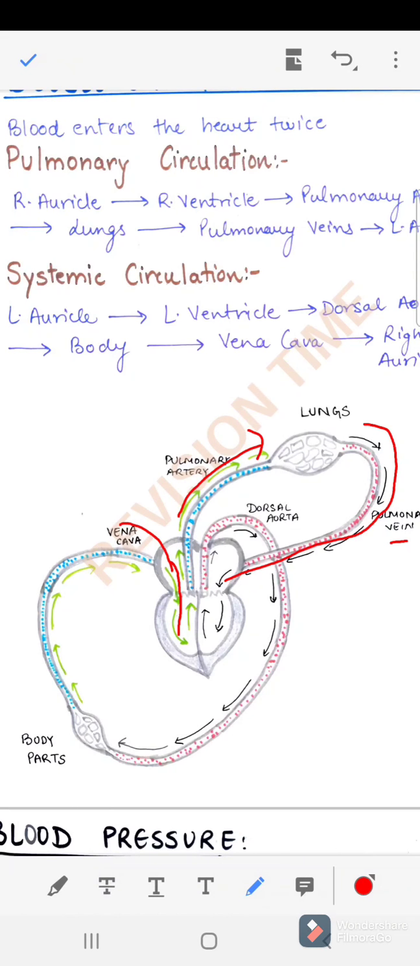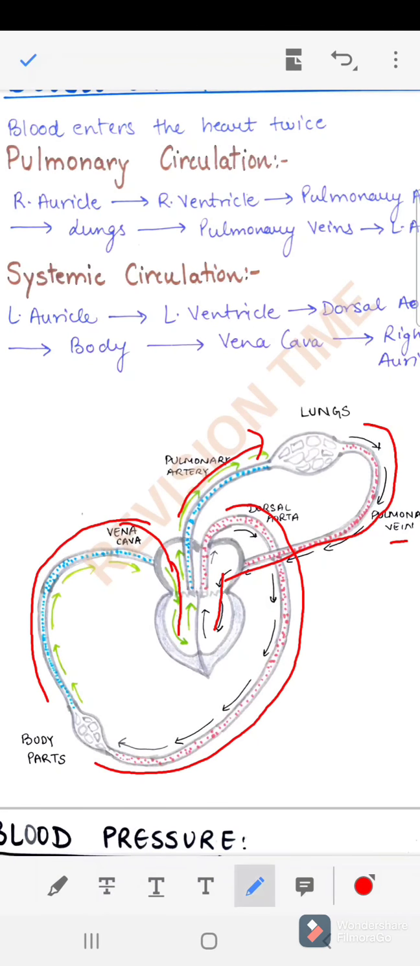Now the blood comes back to the heart in the left auricle, then goes to the left ventricle, and through the dorsal aorta the oxygenated blood is carried to the body parts. Here also the gaseous exchange takes place, and the carbon dioxide rich blood, that is the deoxygenated blood, now again comes back to the heart through vena cava, enters the right auricle, then right ventricle, and the process repeats.